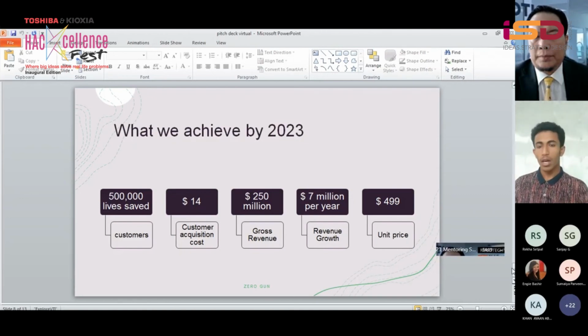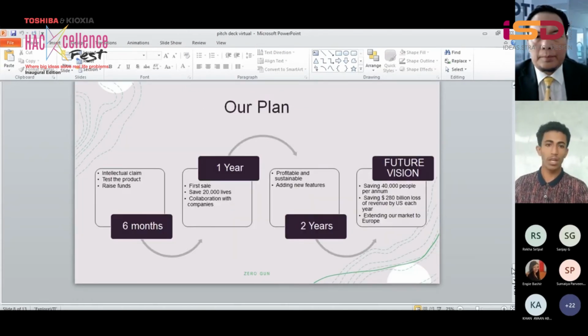And we have solid plans that by the next 6 months we'll be raising funds. By the next year we'll be selling our first product, and by the second year we'll start to build a sustainable company. Our official vision is to save the 40,000 lives we lose each year and the $280 billion lost each year by the US economy. Thank you very much. This is all.